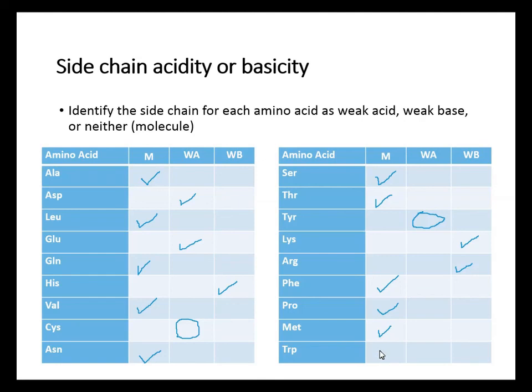And tryptophan, also potentially confusing, has an amine in it, but does not turn out to be a weak base. It turns out to be a molecule. So I think that cysteine, tryptophan, and tyrosine are the most puzzling of our amino acids.